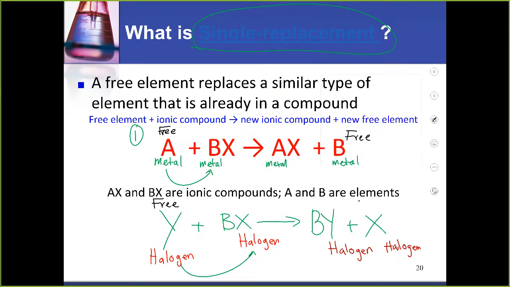So Y was free before and X was trapped in the compound. Y kicked out X to form the compound BY, and now X is free. Same principle as the first kind, just the element doing the kicking out is a halogen and the element getting replaced is a halogen. So the free element can only replace a similar type of element. Metal can only replace metal, halogens only replace halogens. We'll do more of these later.